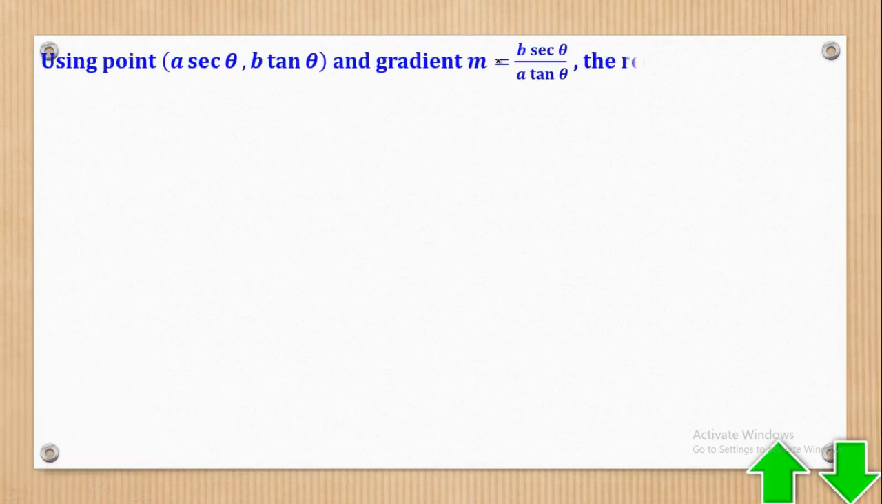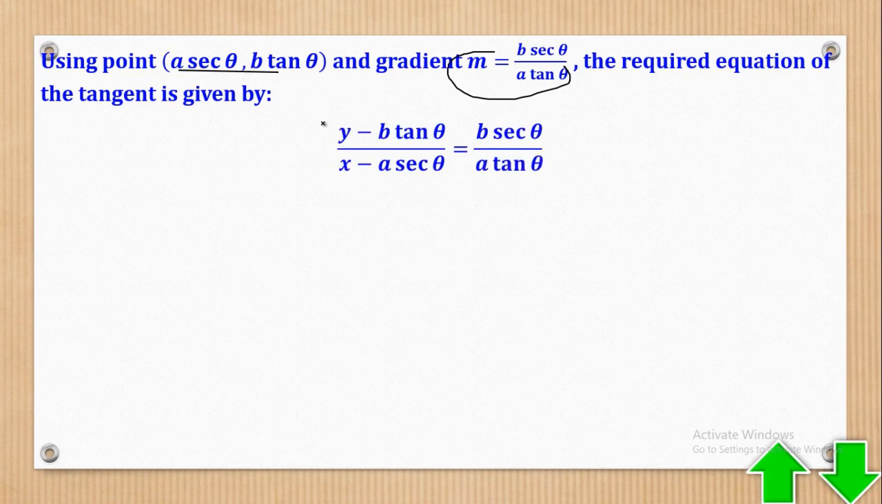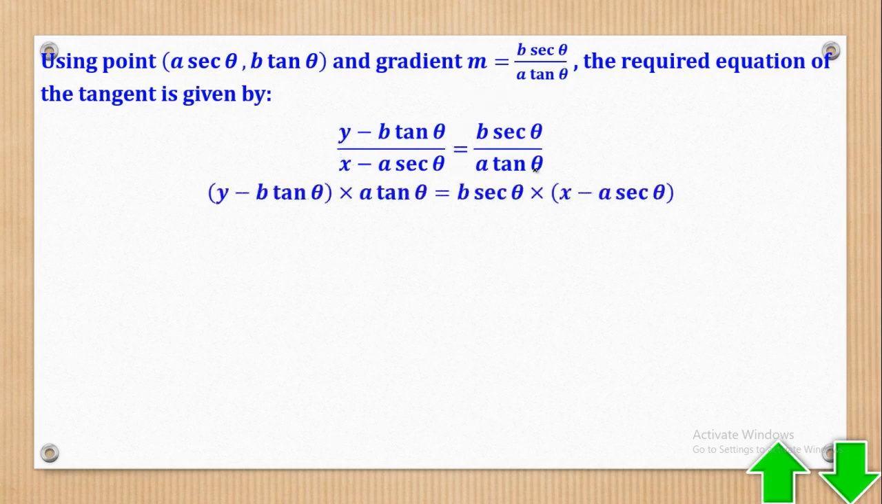So we have got the gradient and also have a point on the hyperbola, or point passing through the tangent. Therefore, we shall use those two to get the equation of the tangent. So change in y over change in x is equal to the gradient which we have calculated. Therefore, cross multiply. So these are the same procedure as we did.